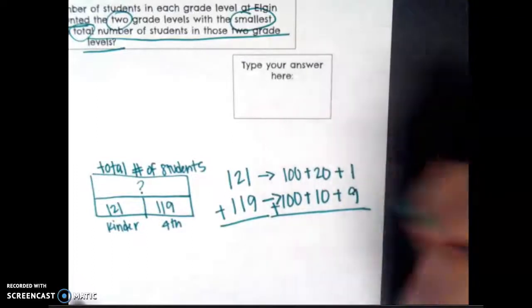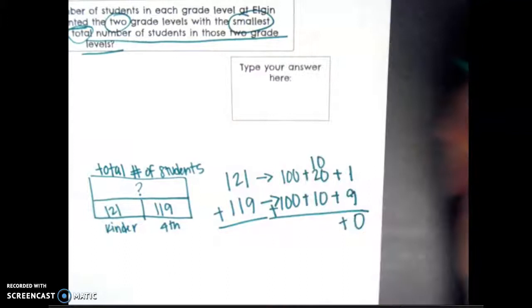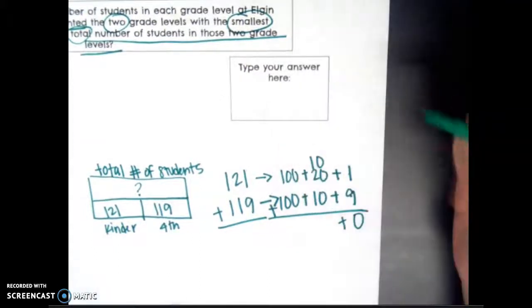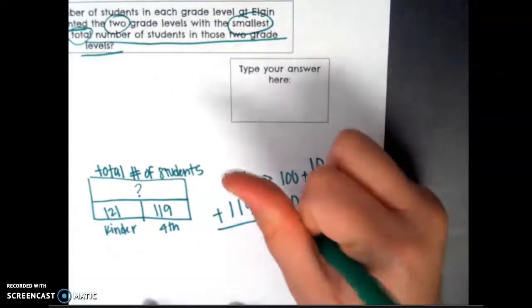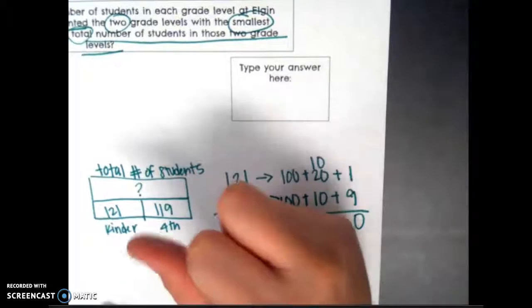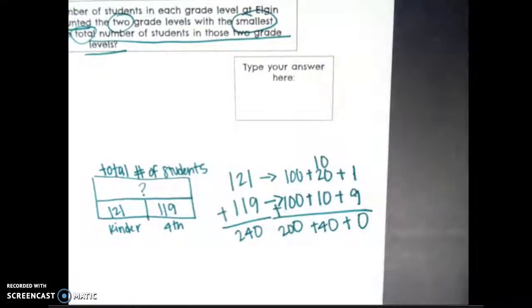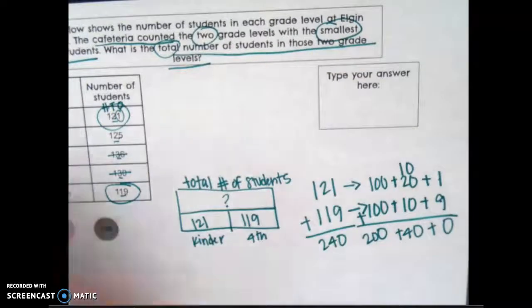9 plus 1, that's 10. So I'm going to put a 0 here and put my 10 up there. 10 plus 20 is 30. Plus 10 more is 40. 100 plus 100 is 200. 200 plus 40 plus 0 is 240. This is the total number of students in the 2 grade levels with the smallest number of students.